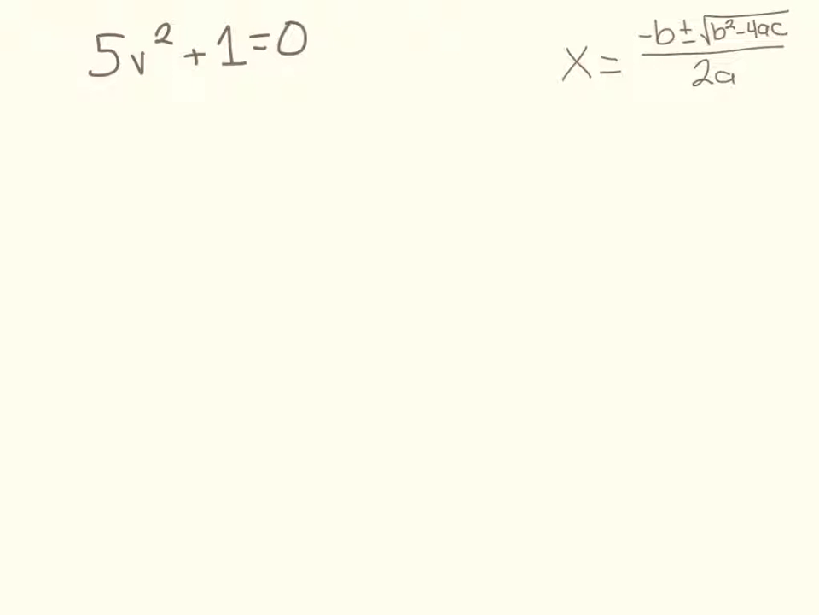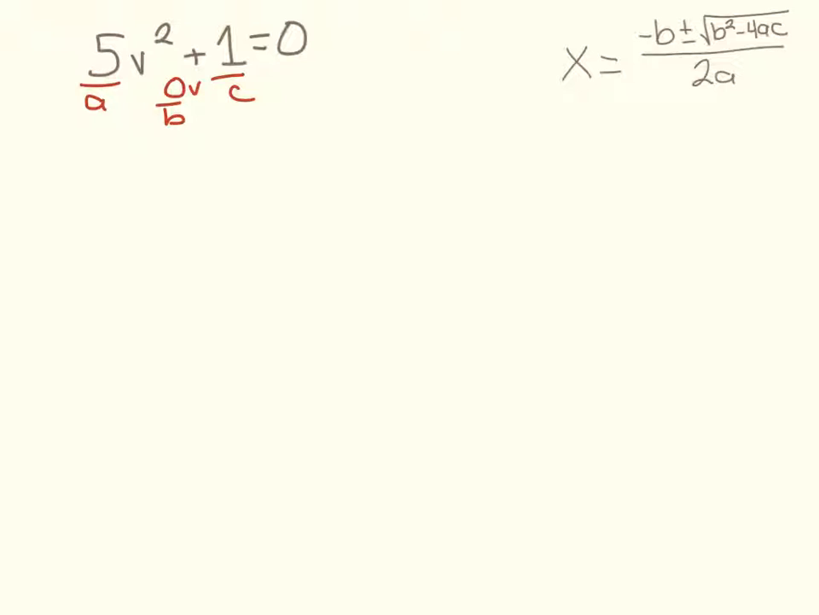First, we need to identify a, b, and c. Remember, a is in front of the squared. We don't have a v, so that's basically a 0v. That would be your b, and this would be your c.